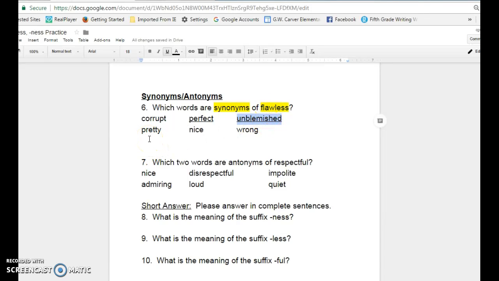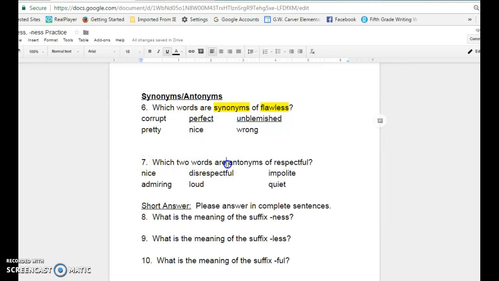Pretty. That's a close one, but it's not quite a synonym. You can be pretty without being flawless. Nice. Well, I mean, you can be nice without being flawless. Wrong is definitely not a synonym for flawless. So the two choices would be perfect and unblemished, meaning there are no flaws on it at all.